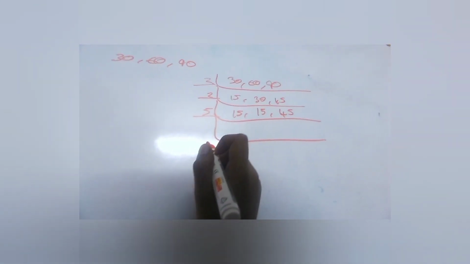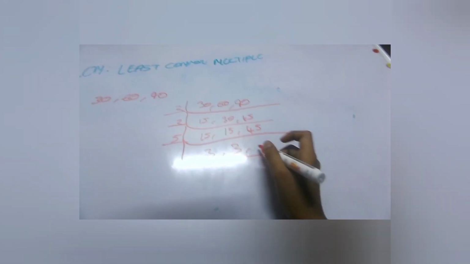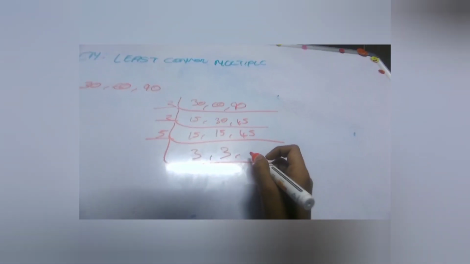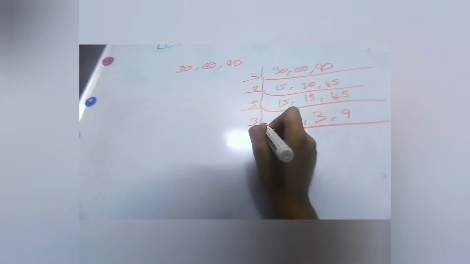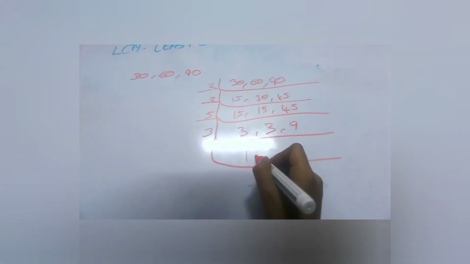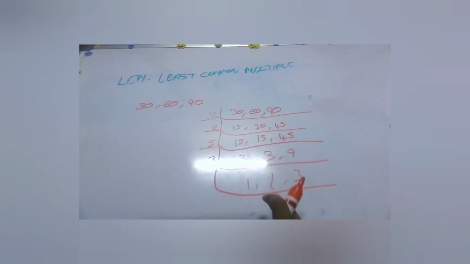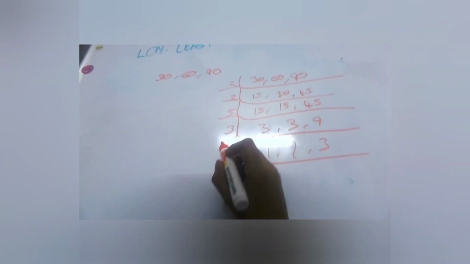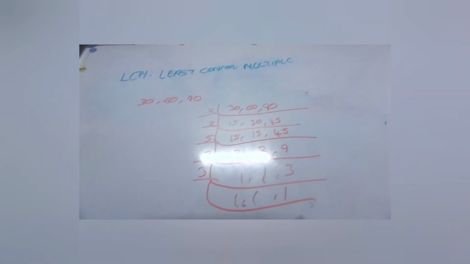So 5 3s are 15, 5 3s are 15, then 5 9s are 45. All these three numbers are now divisible by the prime number 3. So 3 ones are 3, 3 ones are 3, and then 3 threes are 9. I got 1 in these two places, but I haven't got 1 here. So still 3 again. I'll leave this 1 and 1 the same as it is. Then 3 ones are 3. At this point, I get all these three numbers as 1, 1, 1.